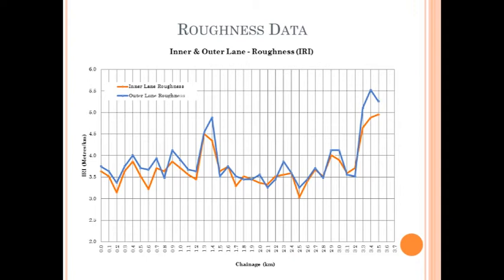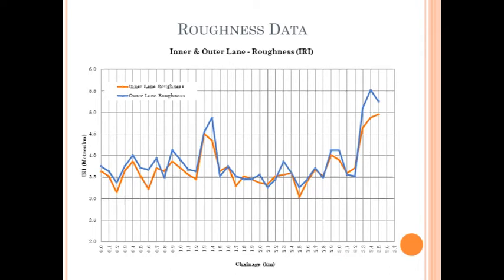So we can see the data looks fairly consistent for both the inner and outer lanes, initially averaging around 3.6, 3.7 until it comes to a larger spike at around chainage 1.2 to 1.4, then lowering back down to an average around 3.5 consistently until we start approaching the bridge, where we see some significant increases through to the abutment.